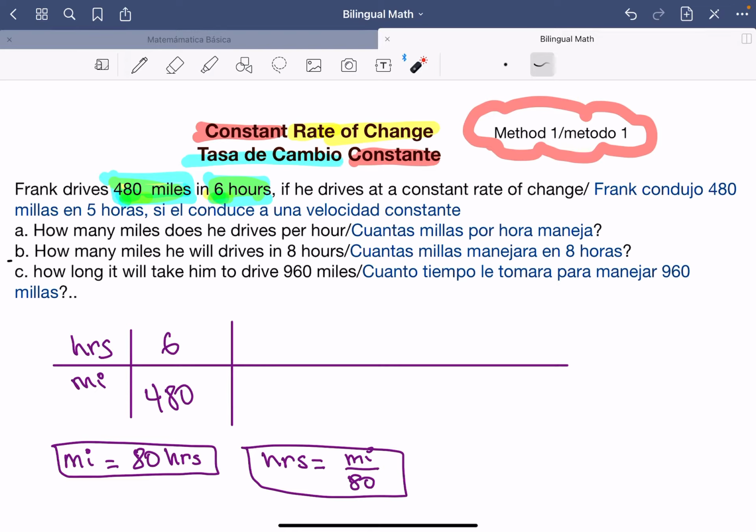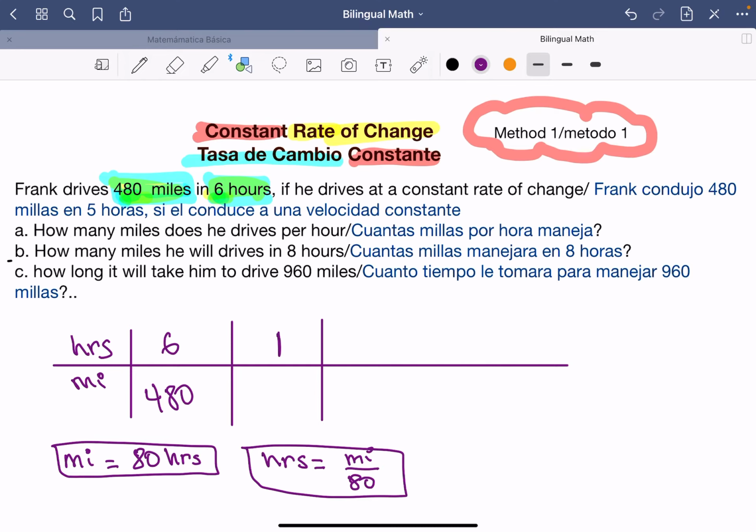Question 1, it says, how many miles per hour? Per means 1. ¿Cuántas millas por hora? Por hora significa 1. Because it's per hour, 1 hour, it should go with this. And I'm going to write down my 1 here. Como dice aquí, por 1 hora, voy a ponerle en la dirección de la hora. Y ya está.